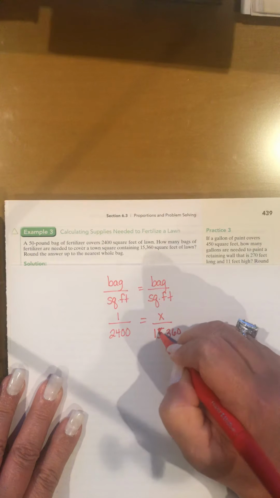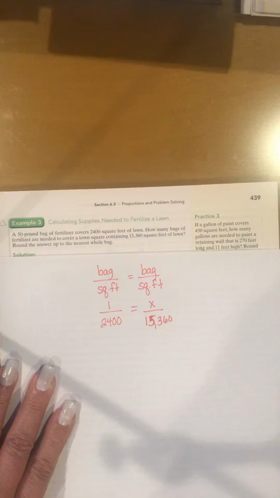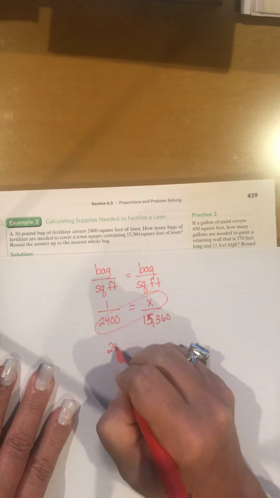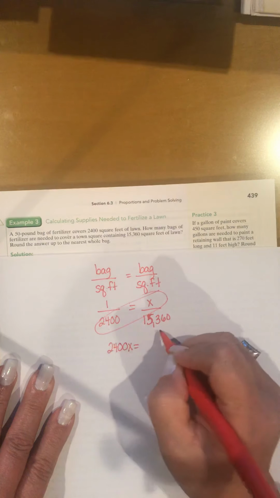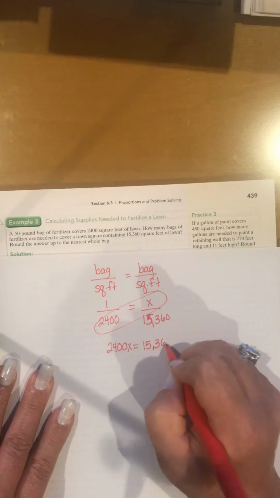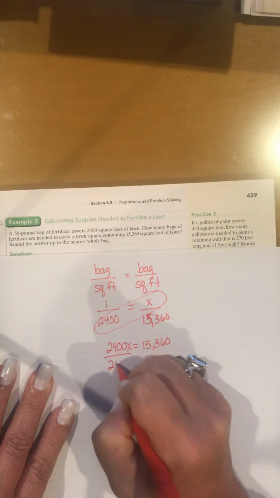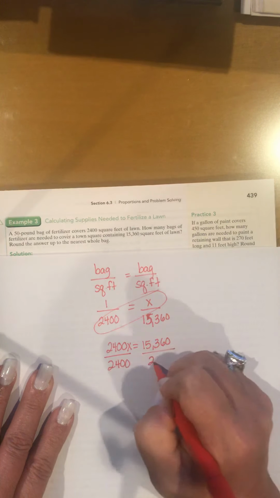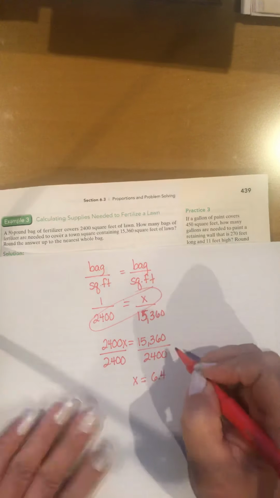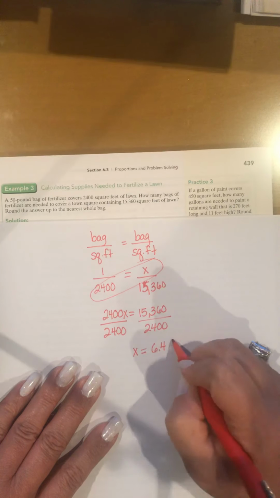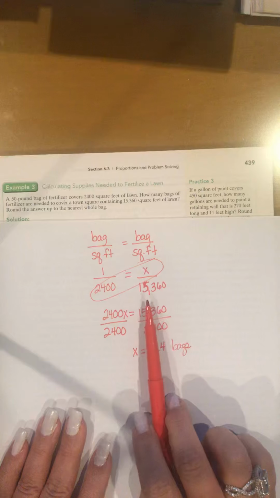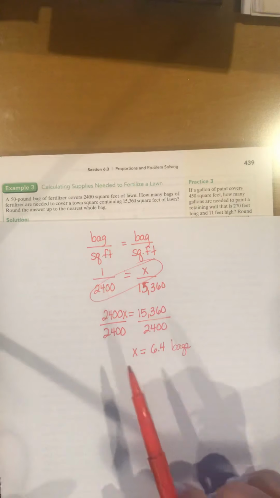Okay, so when we cross multiply, we have 2400x equals 15,360 times 1, which is 15,360. Then divide by 2400, and x ends up being 6.4. So 6.4 bags is how many bags of fertilizer we would need to cover this 15,360 square feet of lawn.